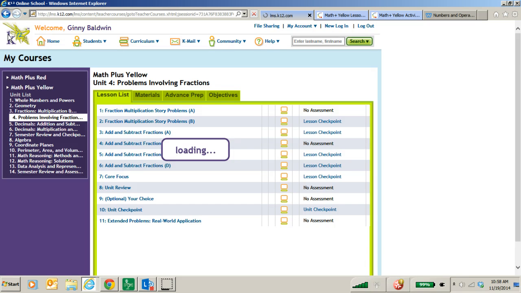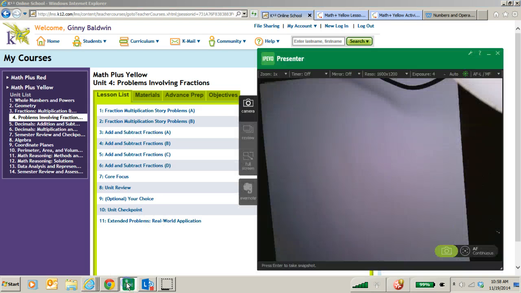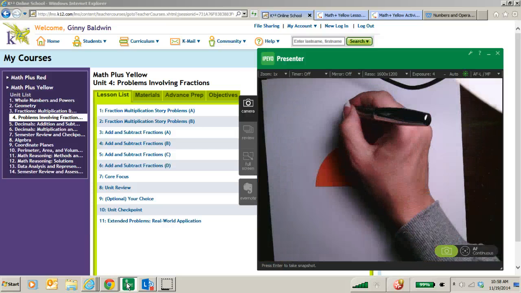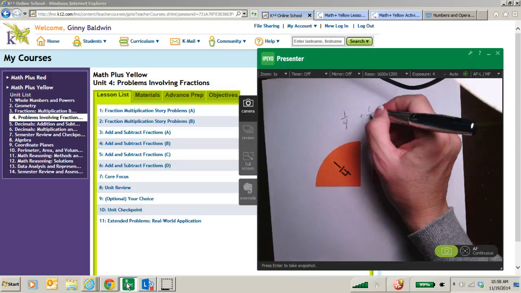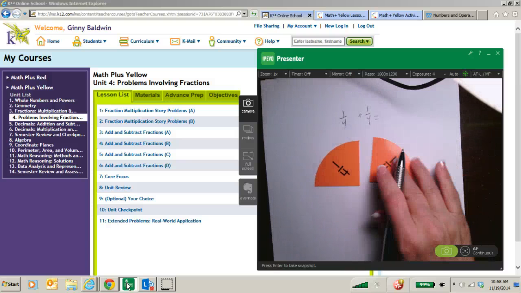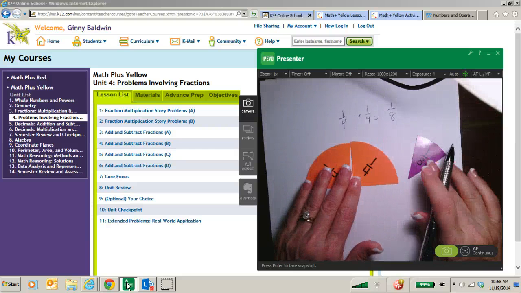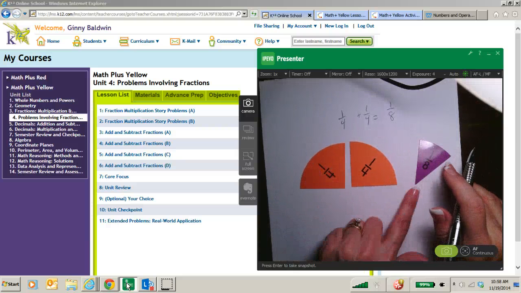Now let's head over, and we're going to go into addition and subtraction of fractions. Now, when we add and subtract fractions, here we have 1/4 plus 1/4. So they both have the same denominator. The mistake that many students make is they think that 1/4 plus 1/4 is 1/8. Well, that is not necessarily the case.